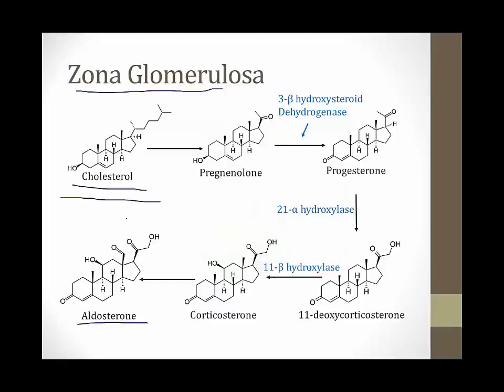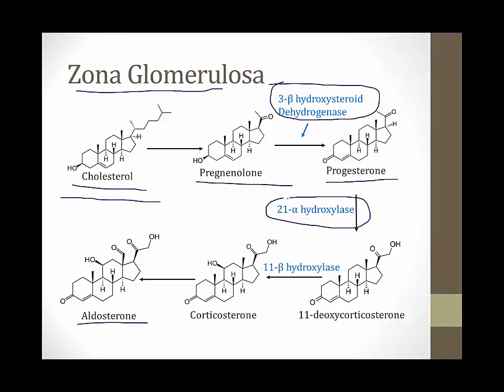So we start with cholesterol. As I said before, it is converted into pregnenolone, and from pregnenolone, it is converted by 3-beta-hydroxysteroid dehydrogenase into progesterone. Progesterone is then modified by 21-alpha hydroxylase into 11-deoxycorticosterone, and you can see that a hydroxyl group has been added to the 21 carbon. That's why this enzyme is called 21-alpha hydroxylase. There's then an enzyme called 11-beta hydroxylase, which adds a hydroxyl group to the 11 carbon right here. That creates a structure called corticosterone, and then corticosterone finally is converted into aldosterone.